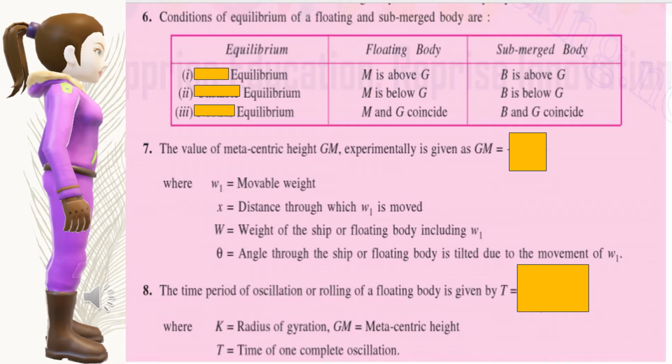Seventh one, the value of metacentric height GM experimentally is given as GM equal to dash. Eighth one, the time period of oscillation or rolling of a floating body is given by capital T equal to dash.